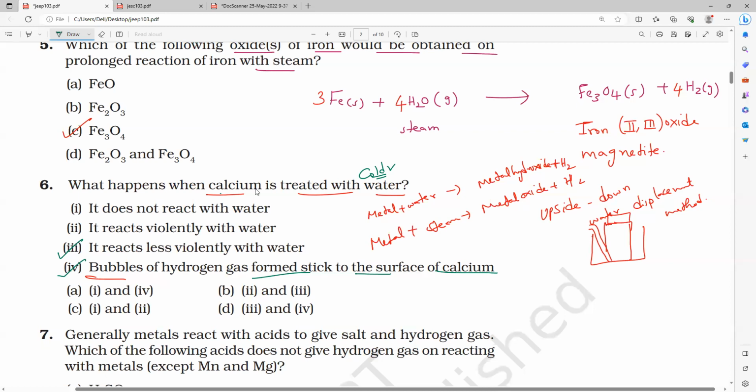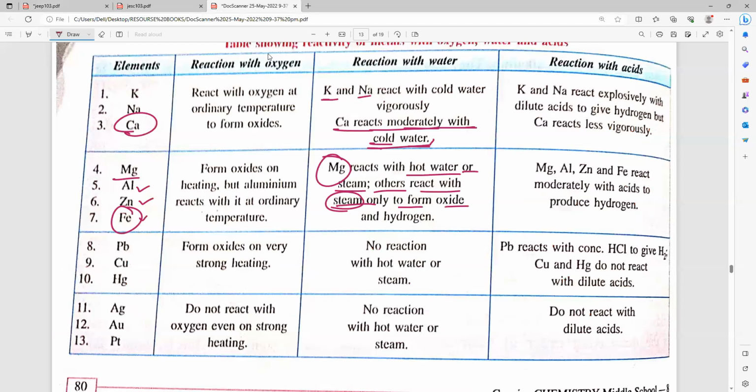So what is the correct option, everybody? Option D. Bubbles of hydrogen gas will form and it reacts less violently with water. So who reacts more violently with water? Sodium and potassium. Sodium and potassium react with cold water vigorously, but calcium reacts moderately, that is, less violently.